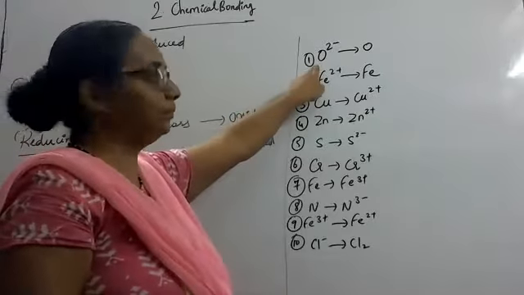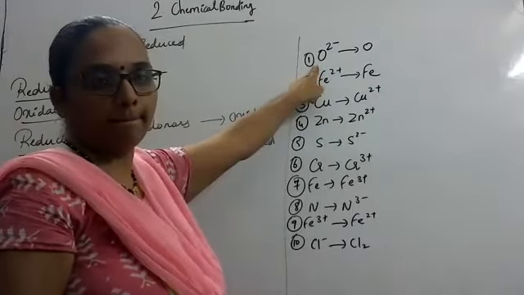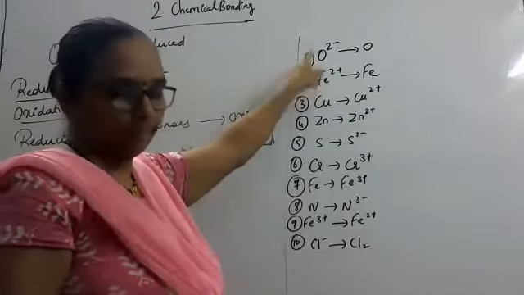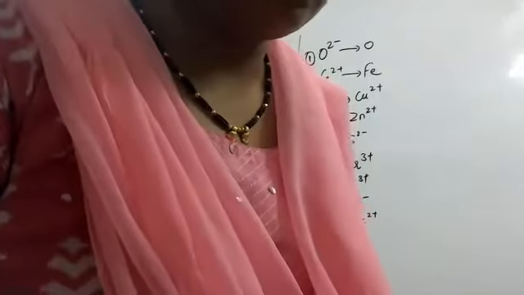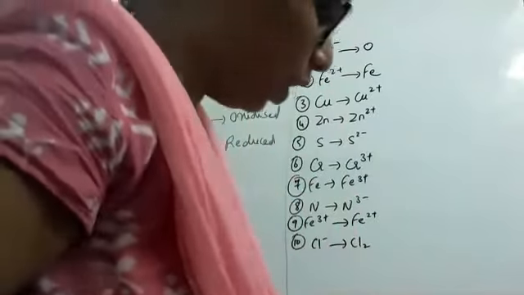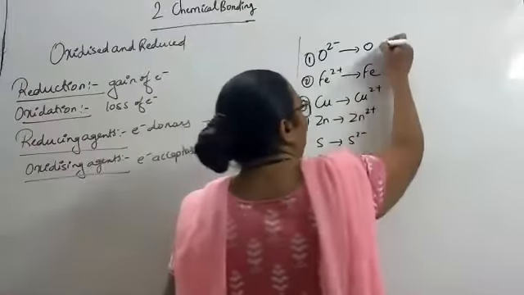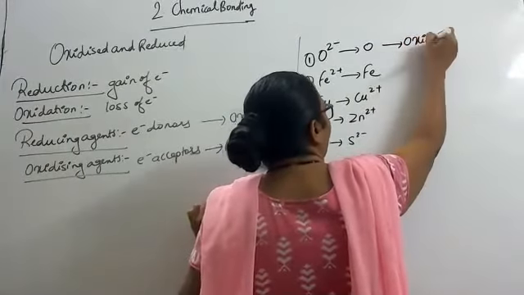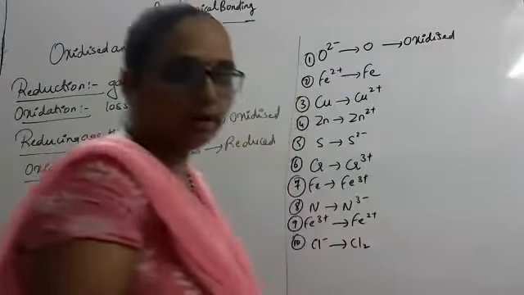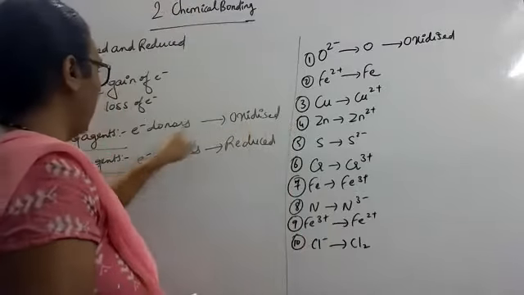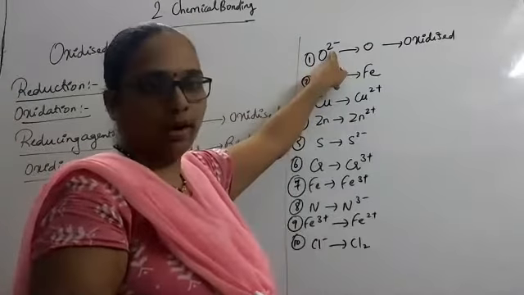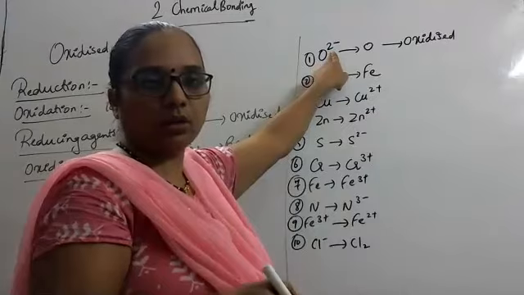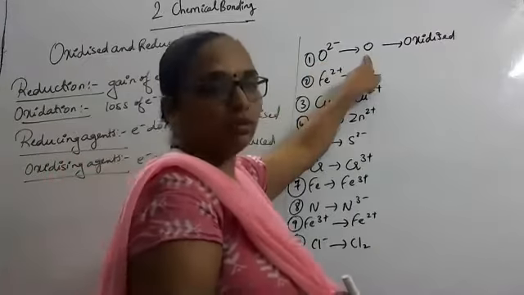So this one, oxygen. It is oxidized when it is reduced. Is it oxidized or reduced? Ma'am, oxidized. Very good. This one is oxidized. Those who have not understood, please pay attention. Oxidized means electron donor. Here, oxygen was having 2 electrons. These 2 electrons are donated, and here oxygen is without any charge.